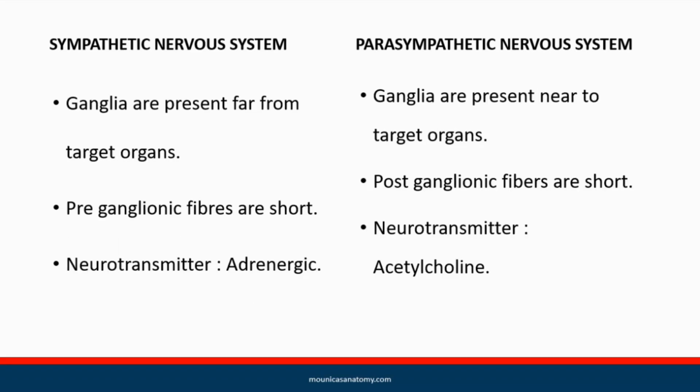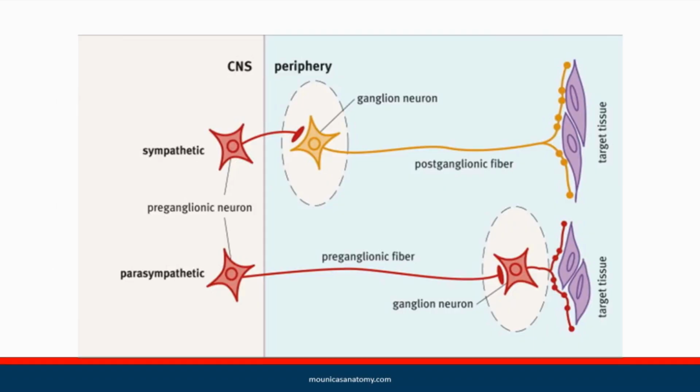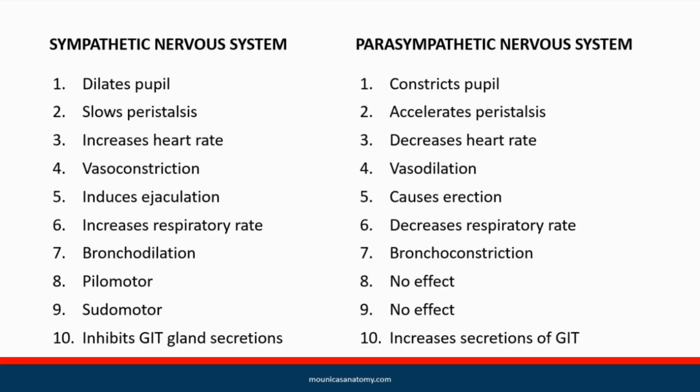Preganglionic fibers are short in sympathetic and longer in parasympathetic. Neurotransmitter is adrenergic in sympathetic, cholinergic in parasympathetic. Sympathetic nervous system dilates pupil, slows peristalsis, increases heart rate and respiratory rate, causes vasoconstriction, bronchodilation, pilomotor and pseudomotor effects. Parasympathetic nervous system constricts pupil, accelerates peristalsis, decreases heart rate and respiratory rate, and causes bronchoconstriction.